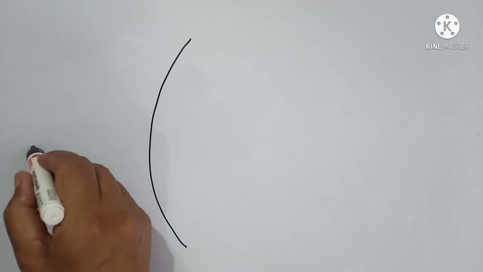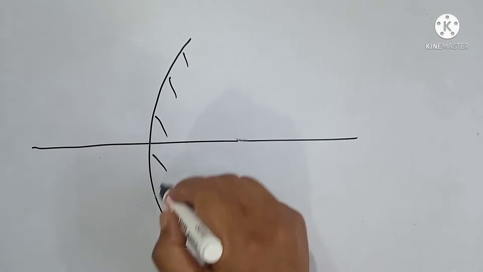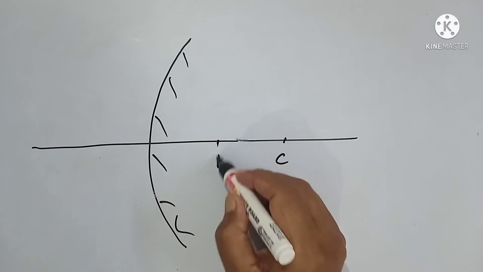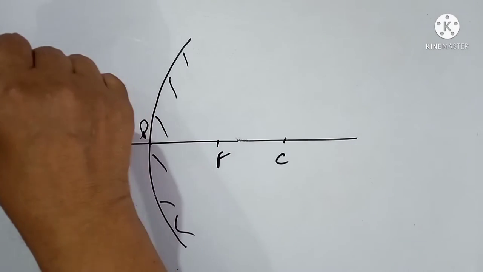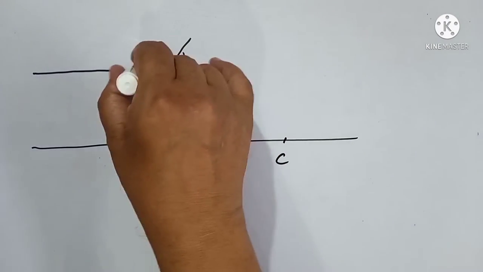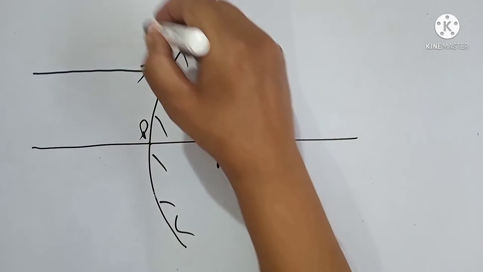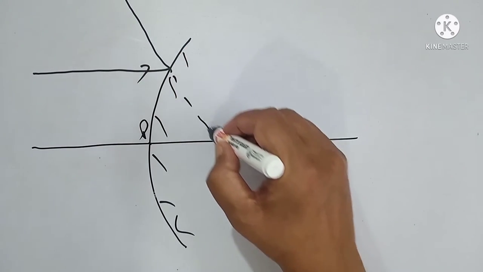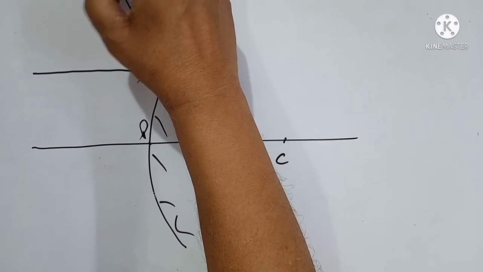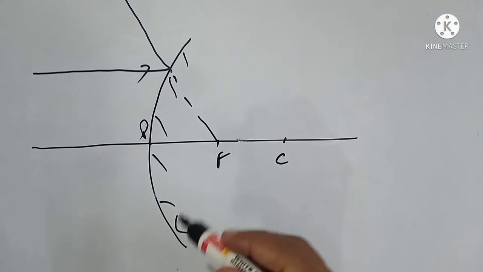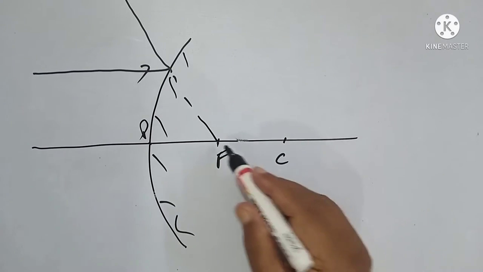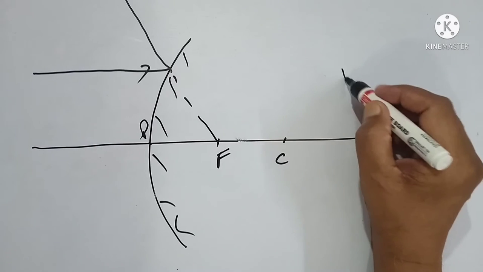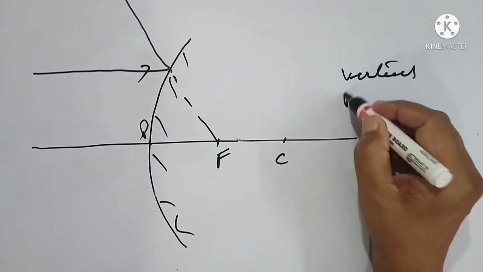convex mirror. And let us see how the images are formed. Let us put, this is C, this is F, and this is P. Let us put an object at infinity and take a ray which is parallel to the principal axis. It is reflected. And then we see from here, it seems to be making its image at F. So image formation is at F. It's a pointer image. This is virtual pointer.